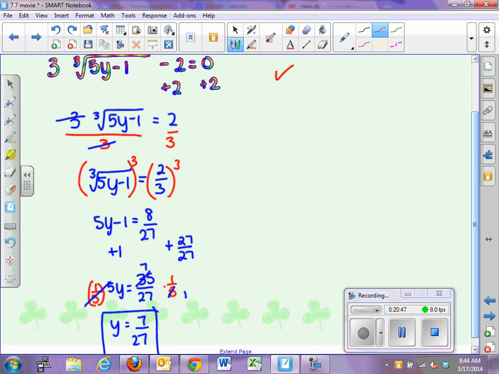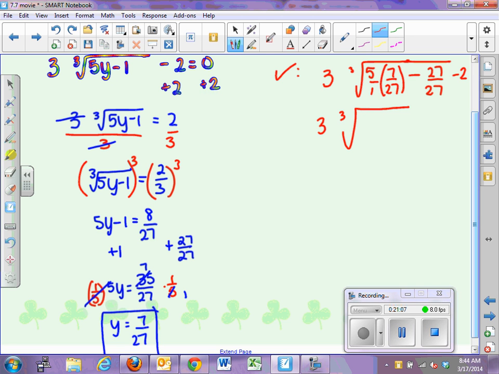Here's my check. This looks like it's going to be fun. Instead of saying -1, I'm going to say 27 27ths. I want to see if this equals 0. So when I multiply through, I get 35 over 27 minus 27 over 27. Does this equal 0?